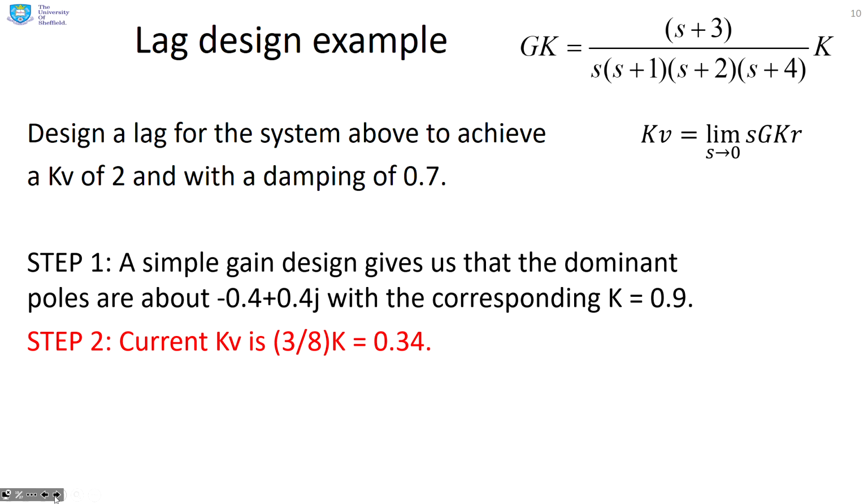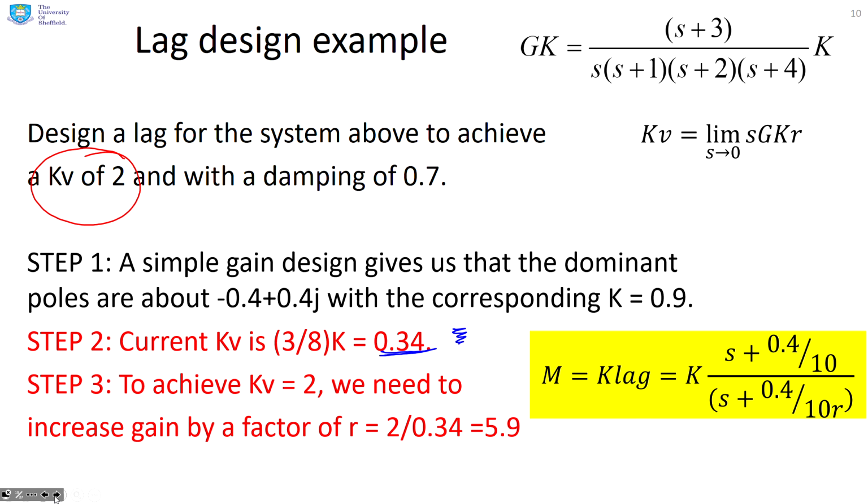So what we're going to do is now look and say, how are we doing by way of our other criteria, our KV criteria? And what you'll see is if we do just a simple gain design, our KV is 0.34. So our low frequency gain is not good enough. So we say, how do we improve low frequency gain? Let's add a lag compensator.